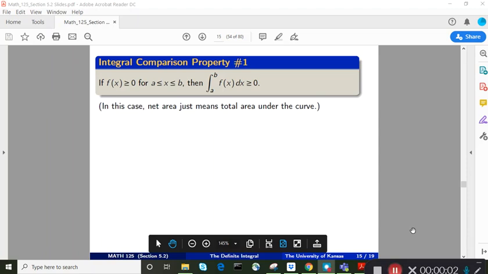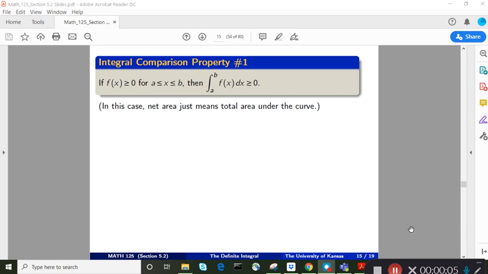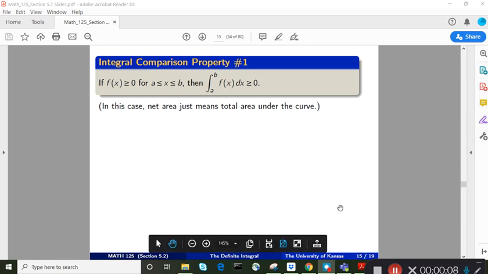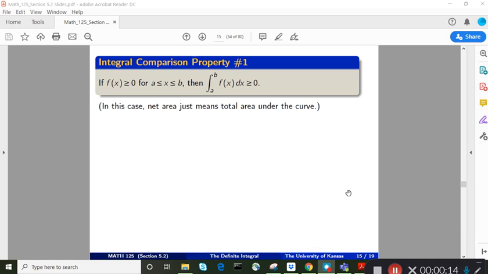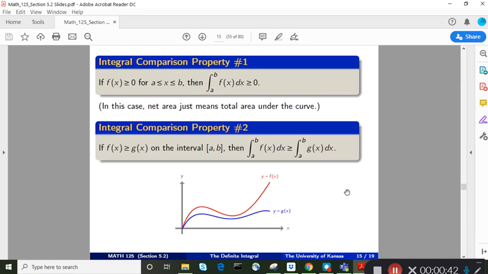Integral comparison property number 1. If f of x is bigger than or equal to 0 for x between a and b, then the integral from a to b of f of x dx is going to be bigger than or equal to 0. So if the function is always above the x-axis, and b is bigger than a, then the integral from a to b of f of x dx is going to be bigger than or equal to 0. So that's the first property.